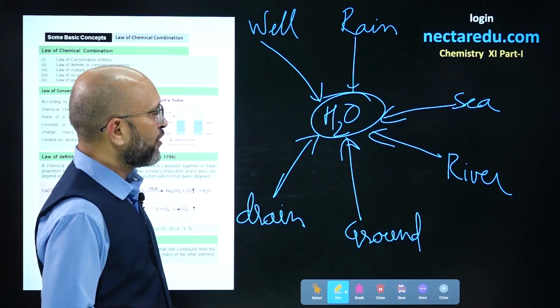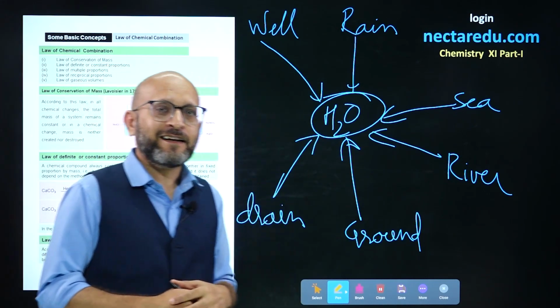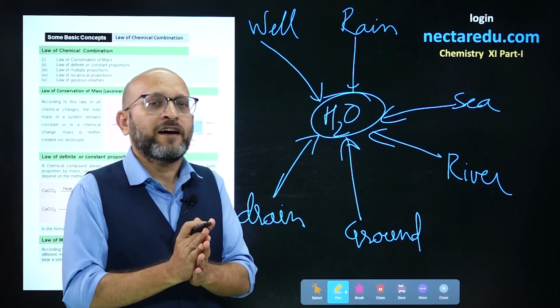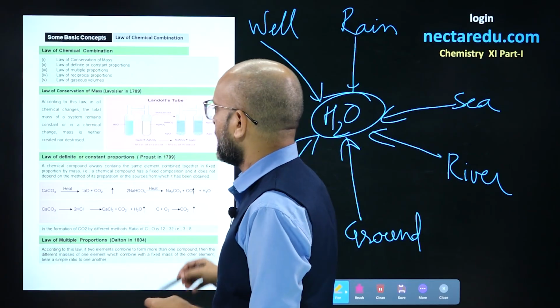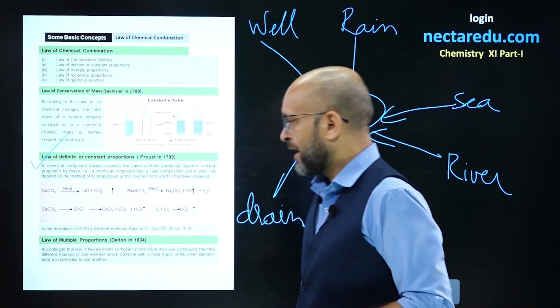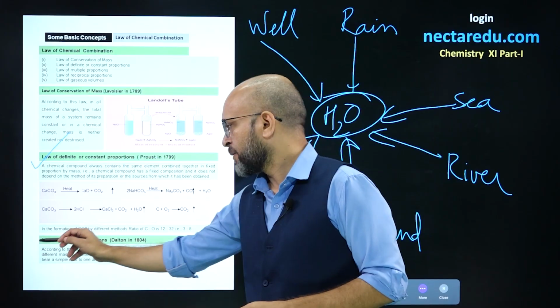This is what the law of definite proportion says: irrespective of the source you take, the composition of the molecule will always remain the same. So this is what the law of definite proportion is all about. And the last law is the law of multiple proportions.